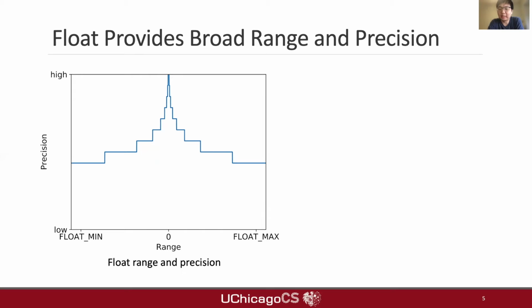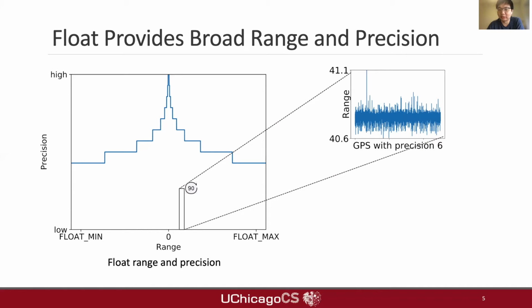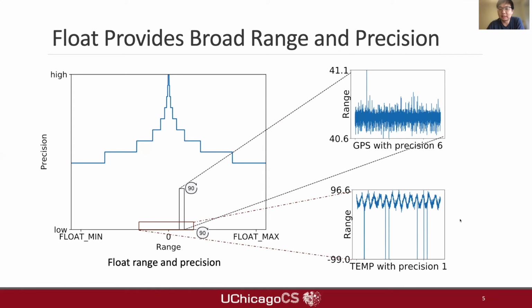However, many applications or datasets only span a fixed range with limited precision, which is a small subset of the broader range and precision provided by float in general. For example, the NYC taxi dataset includes GPS data points in the New York City area. So the latitude value is usually between 40.6 and 41.1 with 6 digits of precision. A city temperature dataset usually includes values between -99 and +96 with 1 digit of precision.